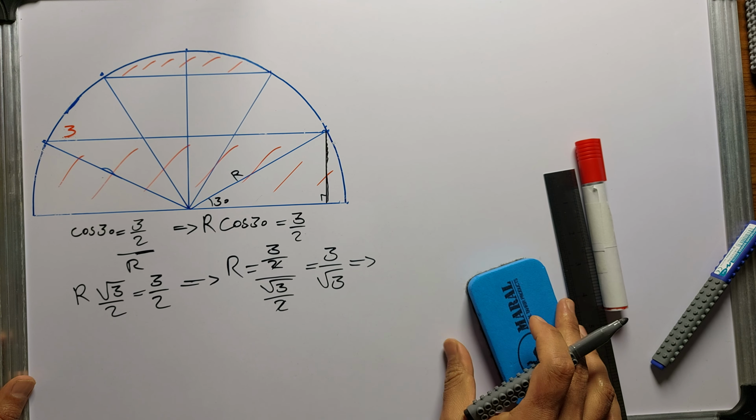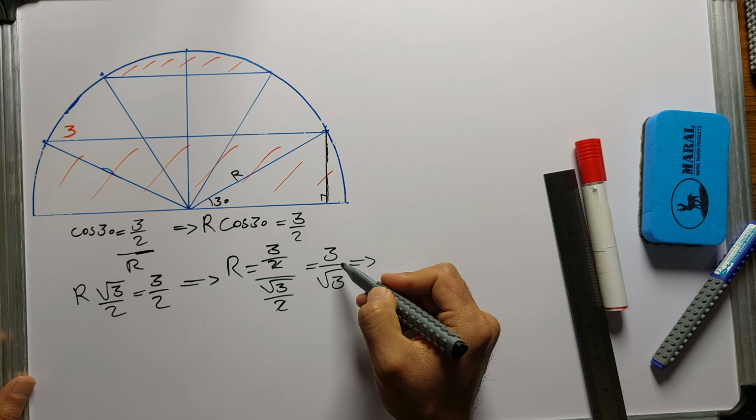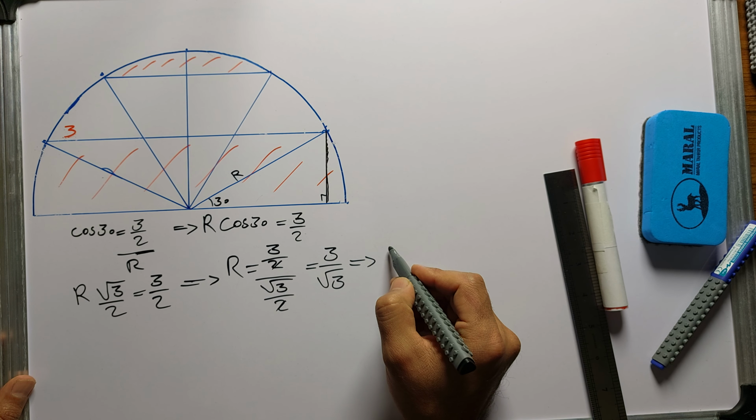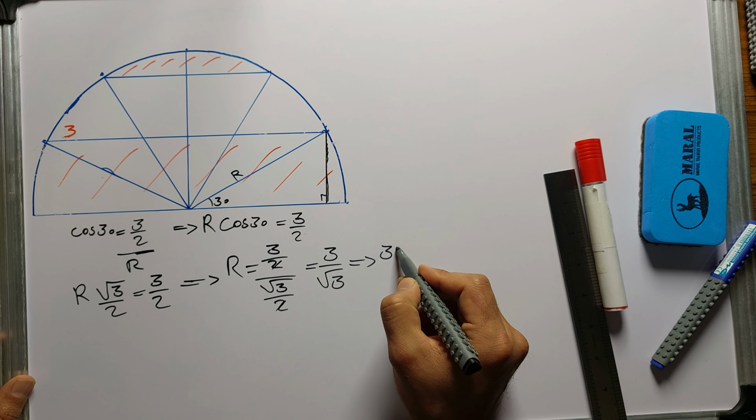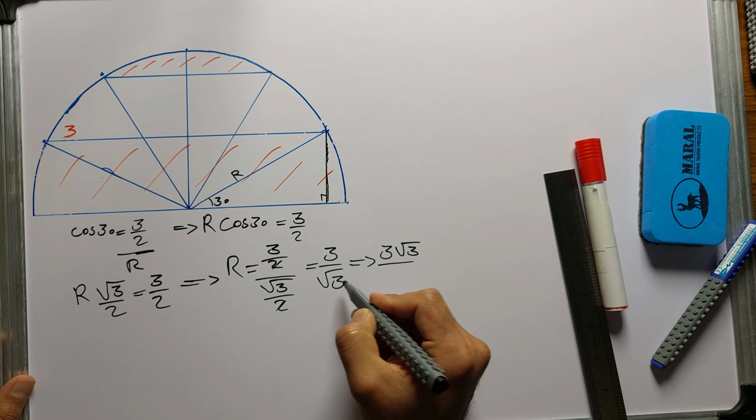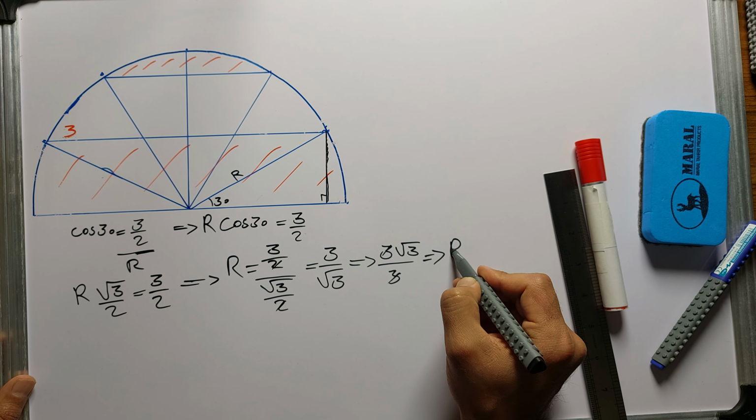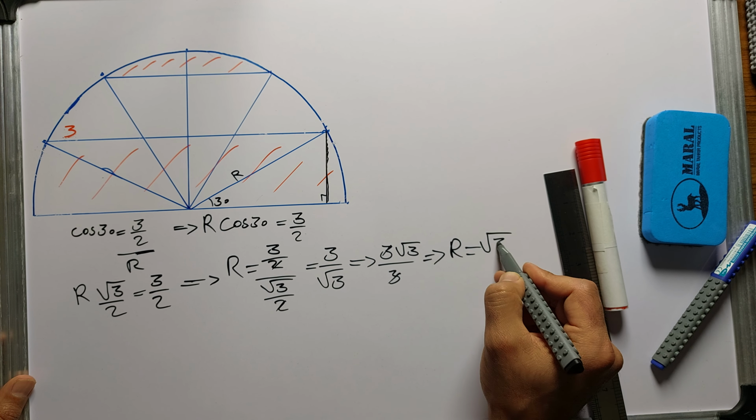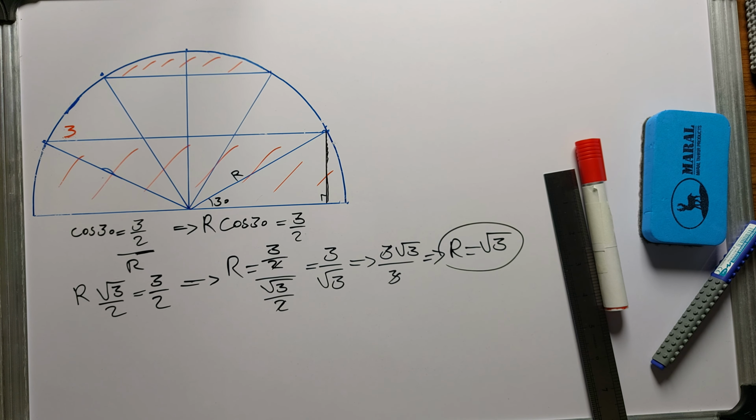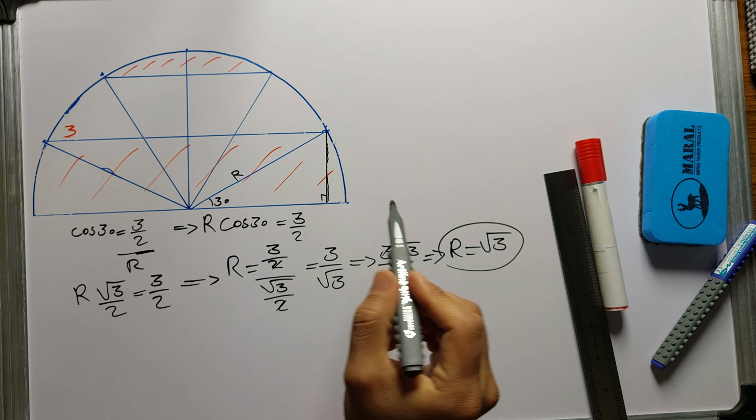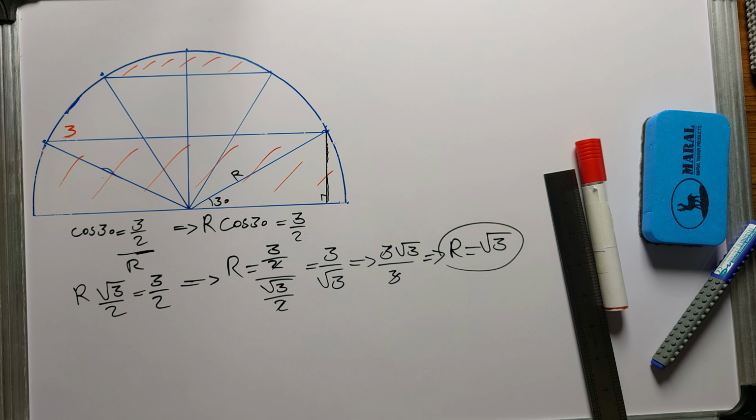If we multiply both numerator and denominator here by square root of 3, what we have here is 3 square root of 3 over 3. So we know that r equals square root of 3. That's the final answer for r, obviously. So what we know now is the length of the radius is square root of 3.